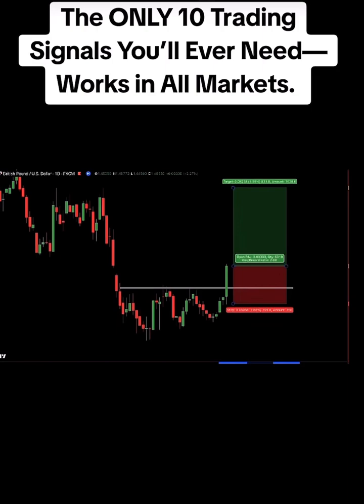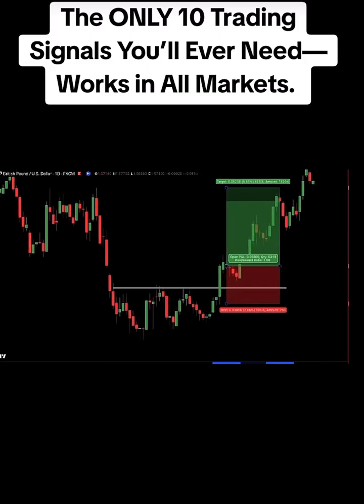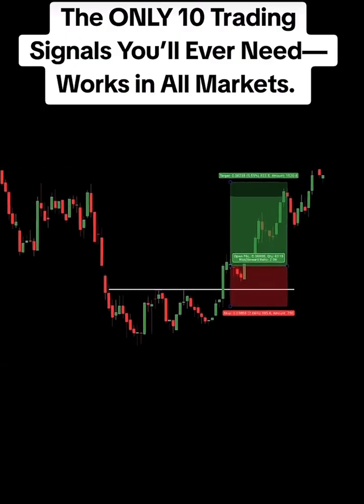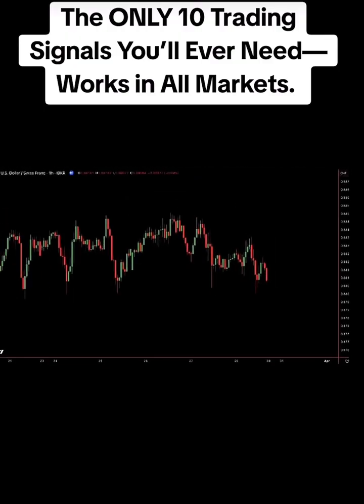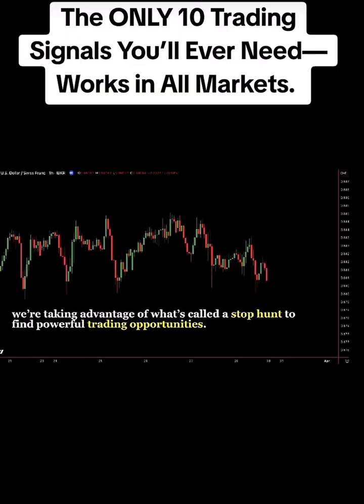Look at what happens when the breakout comes. Price launches upward, buyers step in, sellers are forced to cover, and momentum takes over. This is where most retail traders are still waiting for confirmation, and you're already in the move. Let's move to the last trading signal, and this one is all about taking advantage of what's called a stop hunt to find powerful trade opportunities.